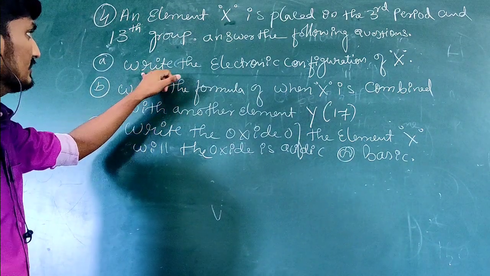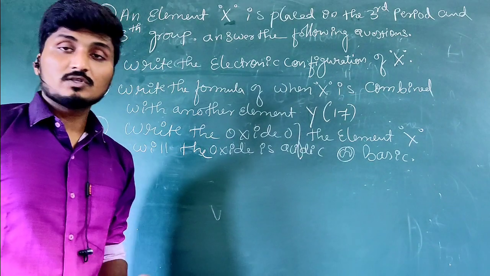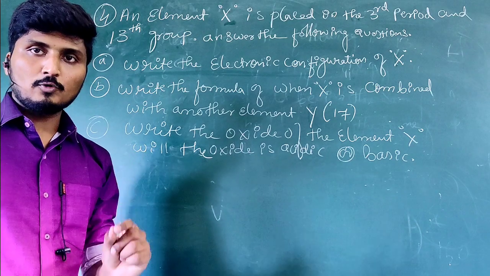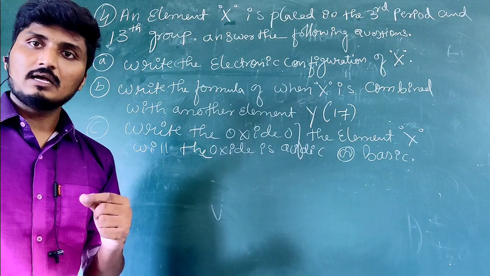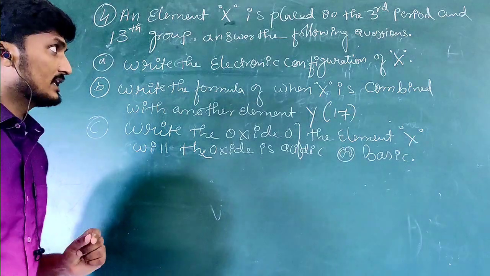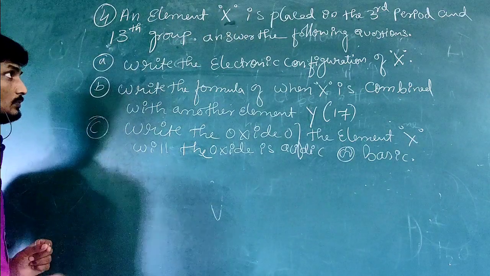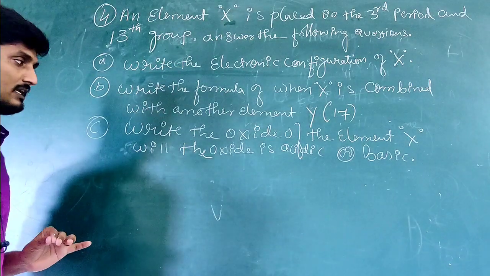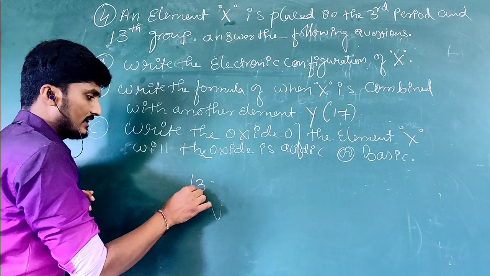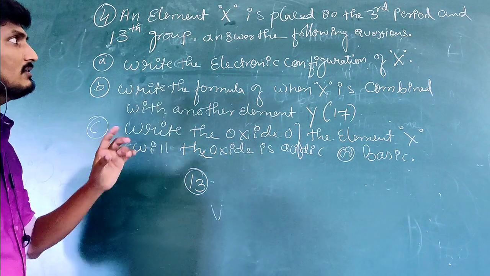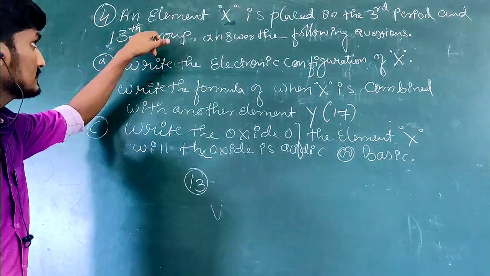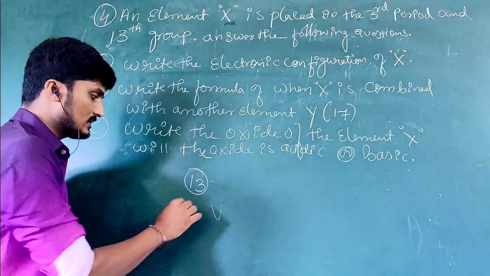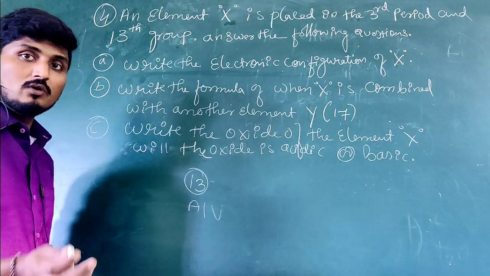Very firstly, write the electronic configuration of X. They didn't give any atomic number. We already know that by knowing its position in the modern periodic table, we can identify its atomic number also. So based on that we can do. The element which is present in the third period and 13th group, if you know, you can directly write the atomic number 13, because the element of the third period and 13th group will be atomic number 13, that is aluminium. Like that also you can do. Otherwise, if you don't know, you can do like this.